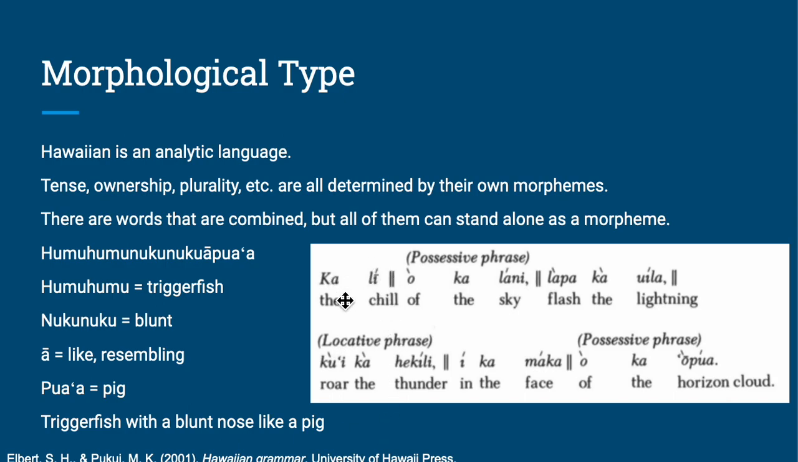And then we have two examples over here. Ka li'o ka lani, lapa ka uila, which means the chill of the sky, flash the lightning. Every single word has a direct translation, as you can see here and here.